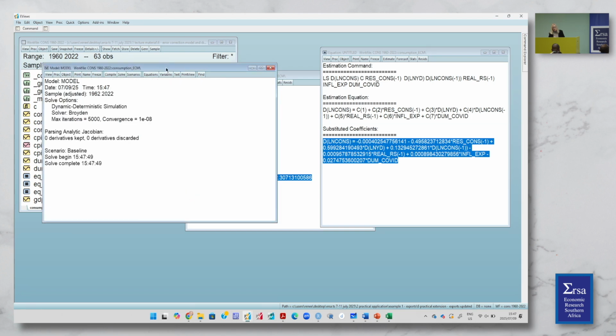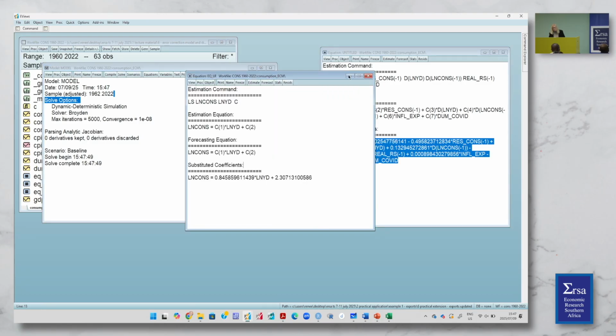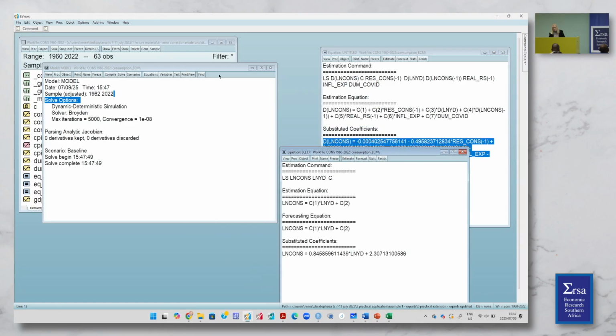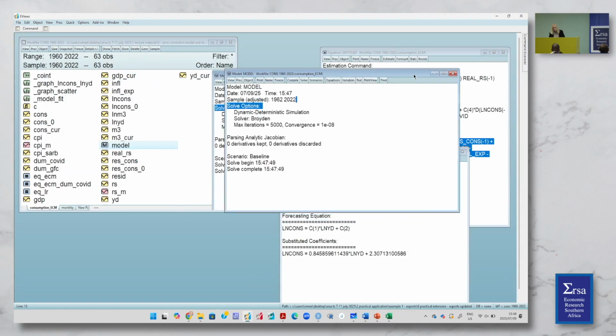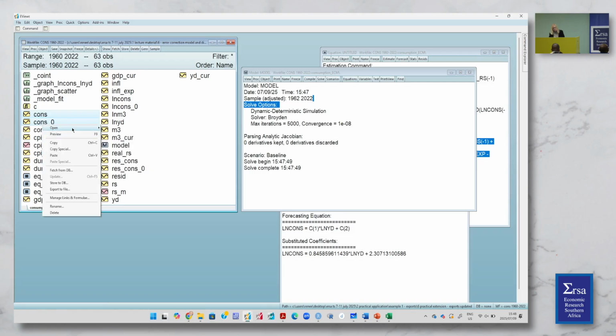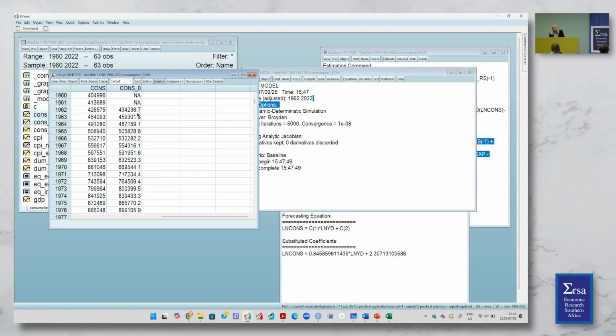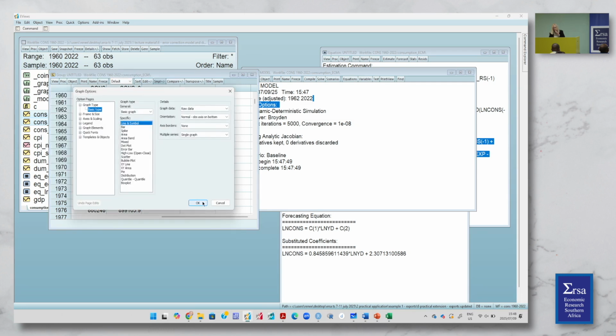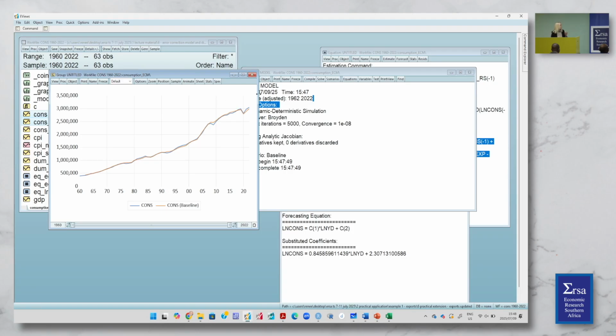So if all goes well, we won't see errors. And then we can go to our objects, and if we then compare consumption and fitted consumption, you can see we lose two observations in the beginning, and what we see is how well we do. The static solution will always be better than the dynamic solution.